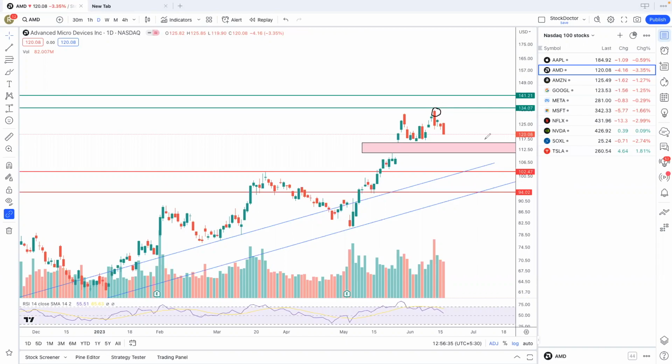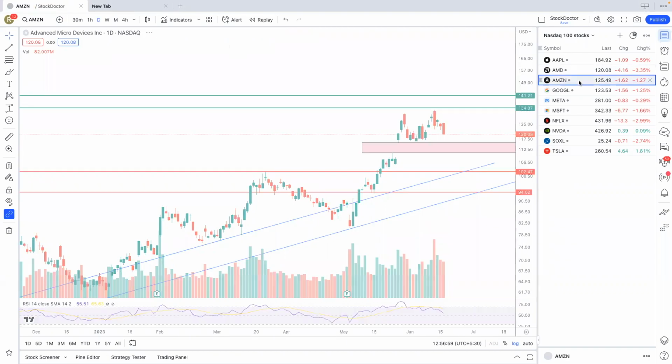Now I'm expecting AMD can come back to the support area of 116 to 112 zone, and from there it will decide whether it needs to go down to 102 and 94, or from here it can take a U-turn for 134 and 141.